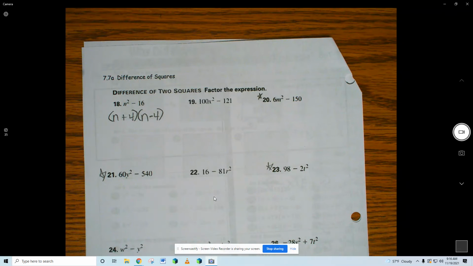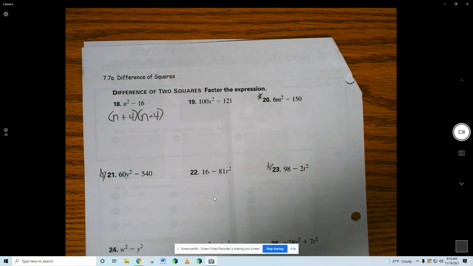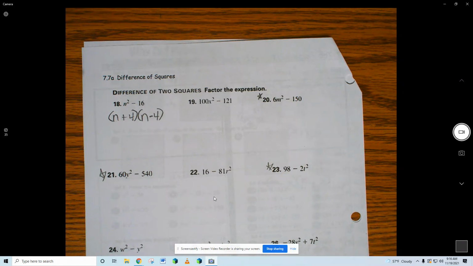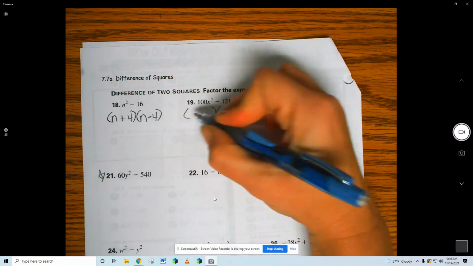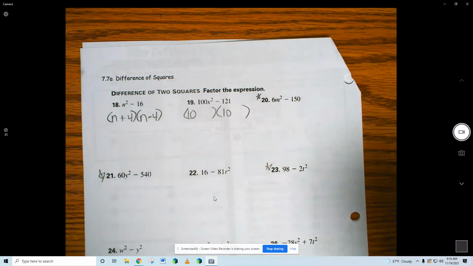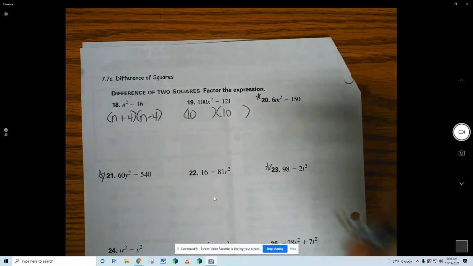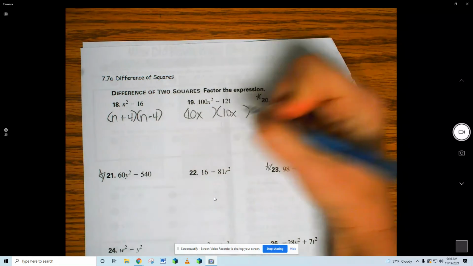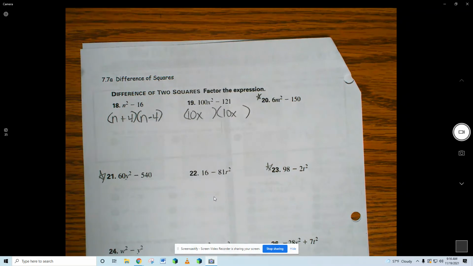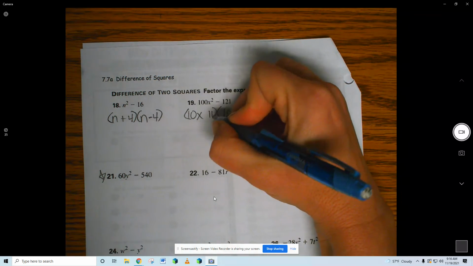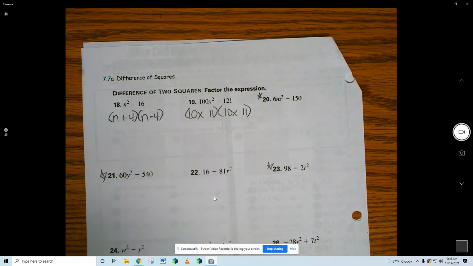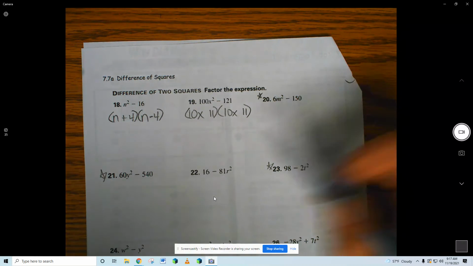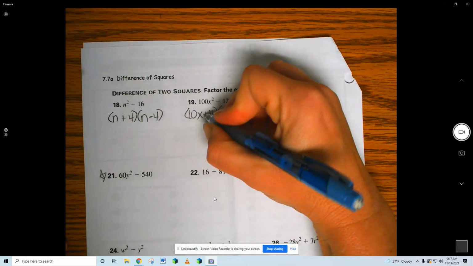Number 19. What makes 100? 10 times 10. What makes x squared? X times x. What makes 121? 11 times 11. Am I going too fast? Okay. What's this difference part? What do I do with the signs? Plus minus.